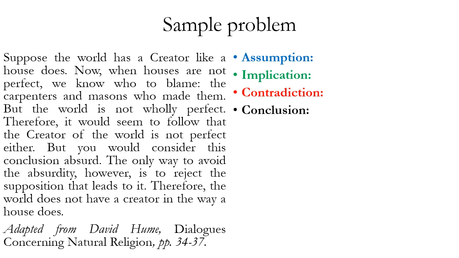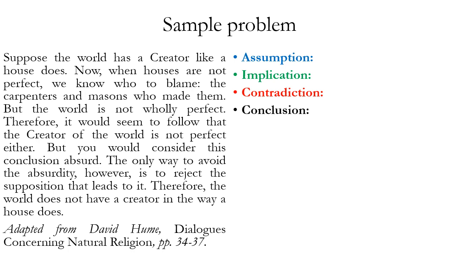This is an adaptation, a kind of rewriting in simpler form, of an argument by David Hume, the 18th century Scottish philosopher, famous skeptic and atheist. The book he wrote is called Dialogues Concerning Natural Religion. This was actually published after his death because some of the arguments were considered so controversial.